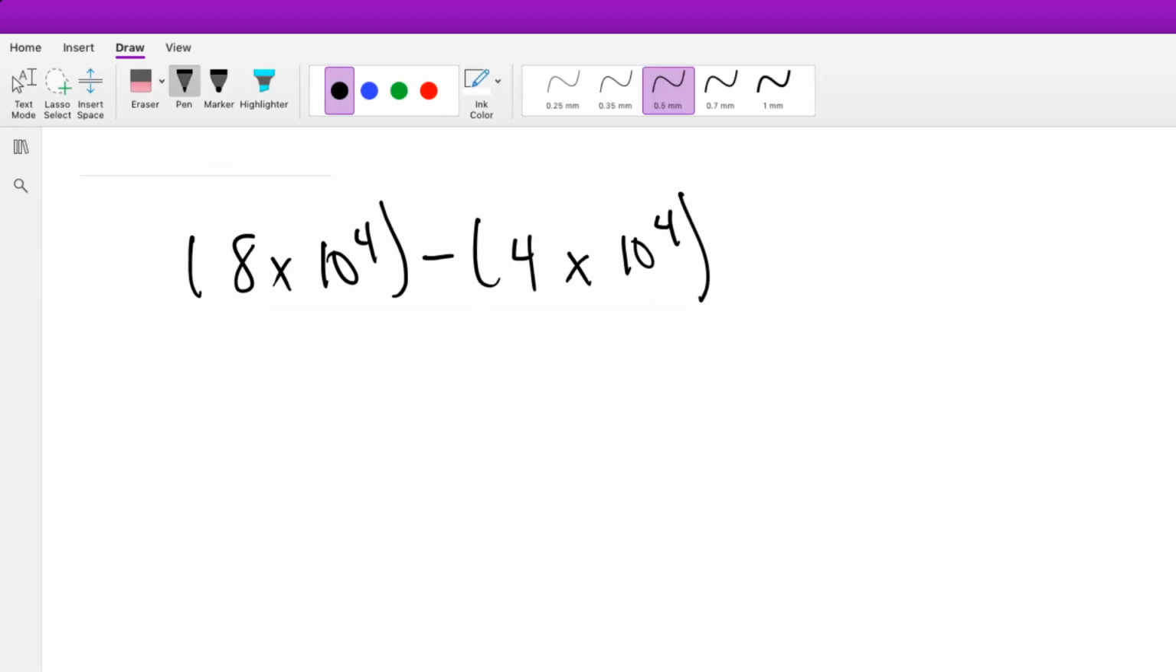Now let's look at a subtraction problem. Fortunately, the same rules apply. We have the same power, 10 to the 4th, 10 to the 4th. We can go ahead and subtract our coefficients. 8 minus 4 is 4. And then that's just going to be times 10 to the 4th.